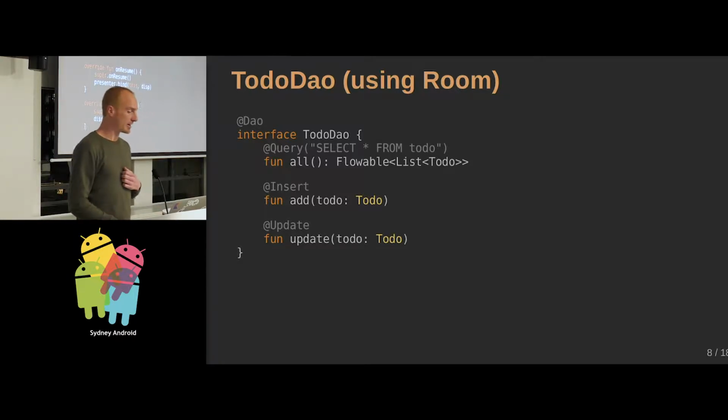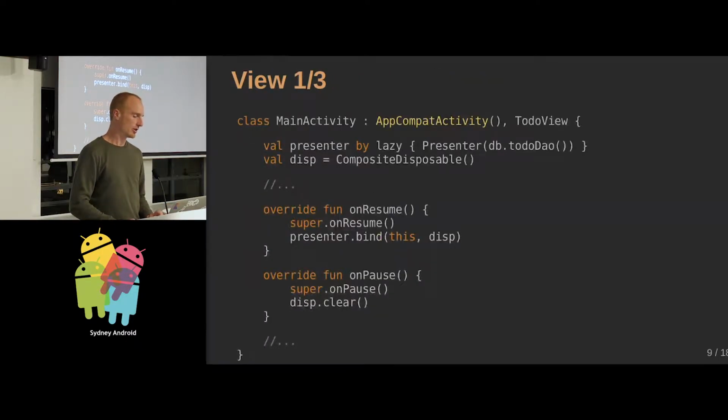So we're going to implement our to-do view. We're just going to do that in an activity. This is basically the presenter boilerplate where we create a presenter and we bind to it in the onResume, which makes it active. And in the onPause, we clear the disposables, which is all the observable streams that are active. We just terminate them. So that shuts down our presenter.